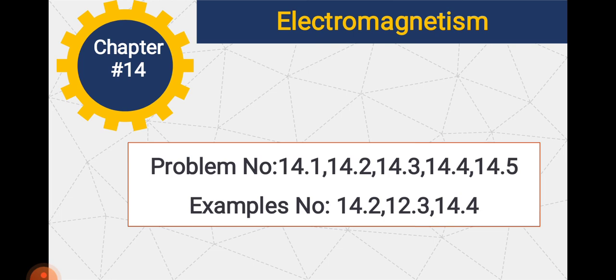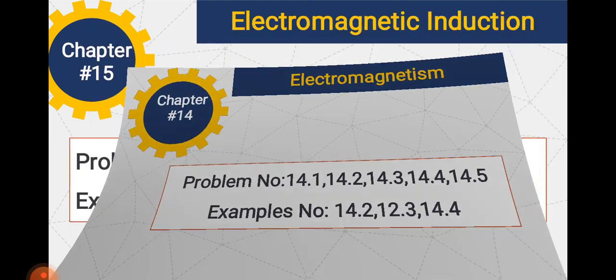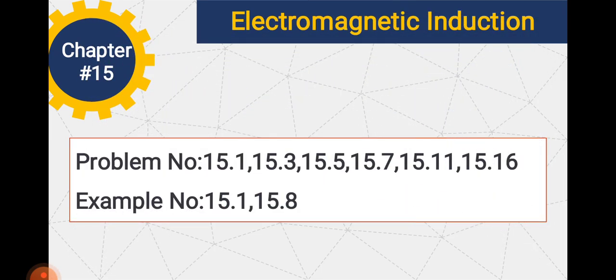And now we are moving towards chapter number 15, which is about electromagnetic induction. So there are some problems and examples here like 15.1, 3, 5, 6, 11 and 16. These numerical problems are important, and example number 1 and 8 are also important from the paper point of view.